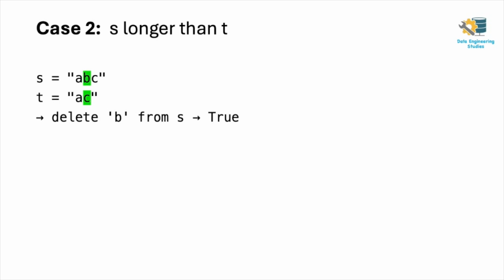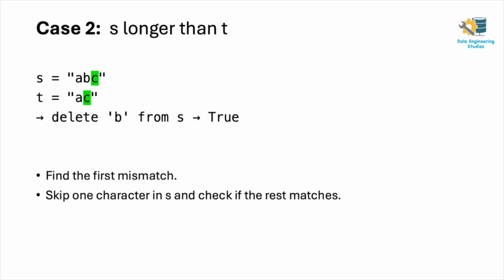There is a mismatch. If there is a mismatch, we will shift s by one character, and we will see if the remaining characters are same. In our case, we have only one remaining character, which is c. So both s and t are in one edit distance. So the approach is find the first mismatch. Once there is a mismatch, shift one character in s and check if the rest are matching. If the rest are matching, we will return true.